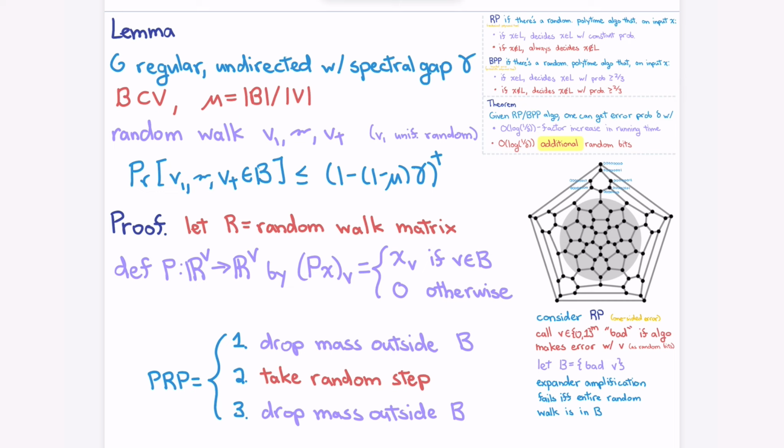I think "need to" is a strong word, but this is the approach we're going to take in the analysis. Okay, so that's our setup. So let's look at this.